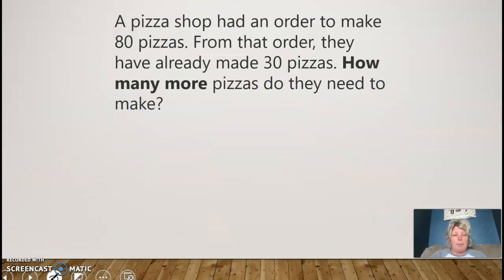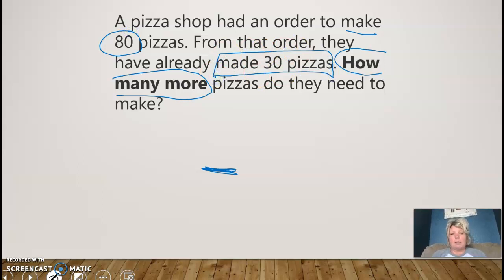The next problem looks like this. A pizza shop had an order to make 80 pizzas. From that order, they have already made 30 of the pizzas. How many more pizzas do they need to make? So right away, I see the important words. How many more? And I know we talked about we are going to subtract. And I'm going to look for some important information. They need to make 80 and they've already made 30 of the pizzas.